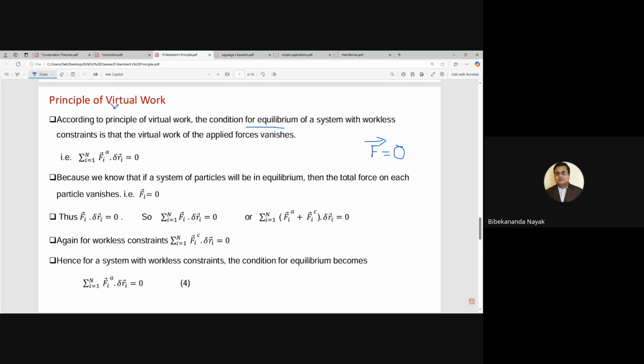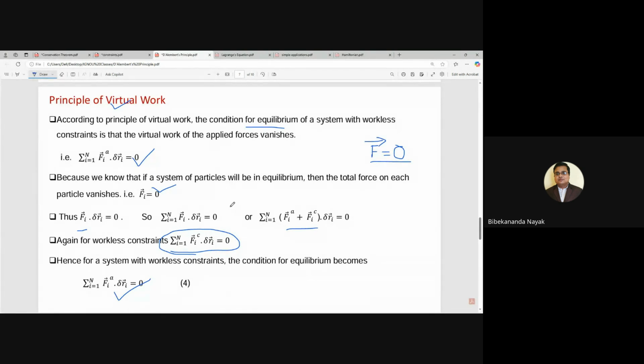Now, the principle of virtual work means the work done by virtual displacement is 0. How do you prove it? You know at equilibrium F is equal to 0, so the sum over Fi is 0. Fi has two parts, Fia plus Fic. So Fia dot delta ri plus Fic dot delta ri is 0. If it is a workless constraint, then Fic dot delta ri is 0. So only Fia dot delta ri is 0, which is called the principle of virtual work. But here the system is in equilibrium, at rest.